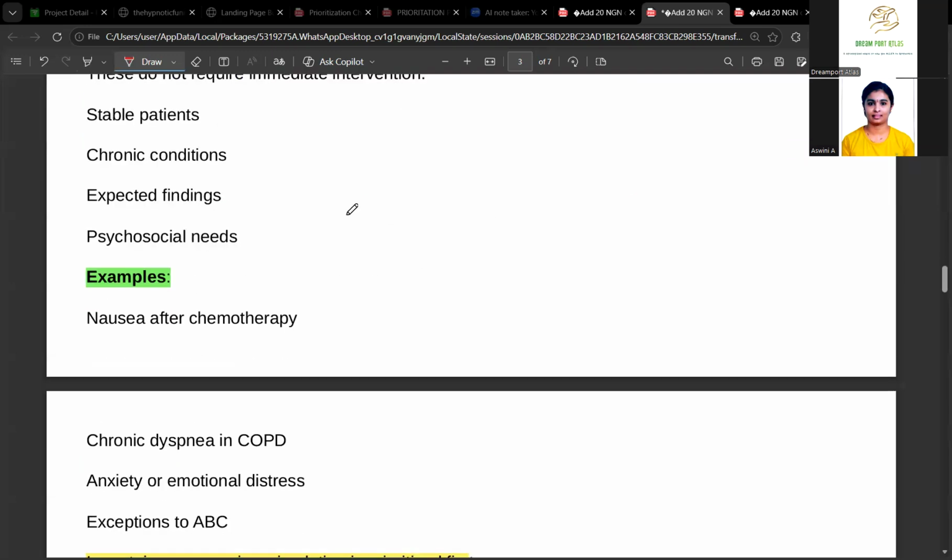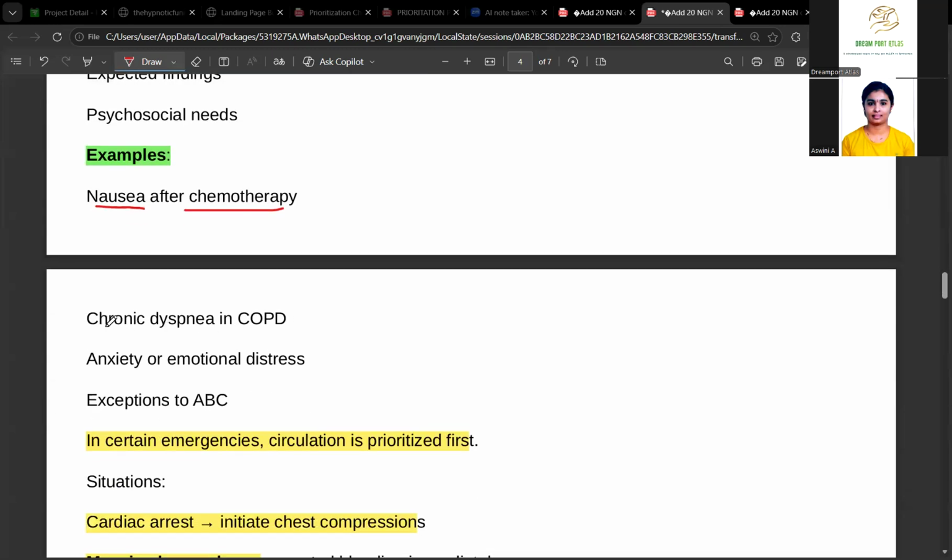Let's see examples of the less prioritized options. After starting a chemotherapy drug, the client complains of nausea after chemo. That is an expected finding only. Also, if a COPD client has chronic dyspnea, that is also expected. And a client dealing with anxiety or emotional stress, those who are hospitalized or diagnosed with any disease, will automatically have stress or anxiety. So those are less prioritized options.